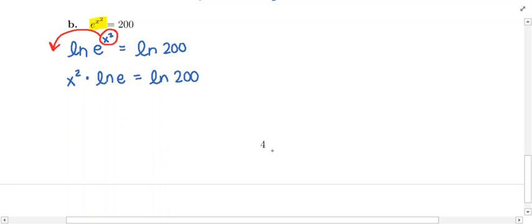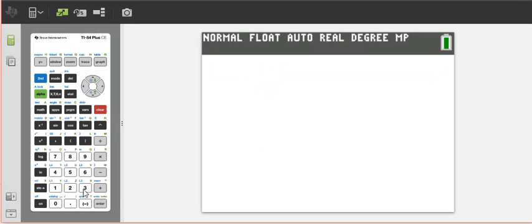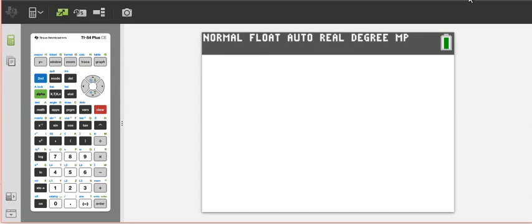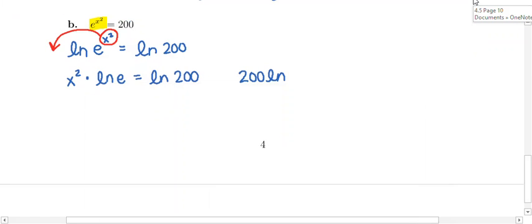A quick note: on the right side, when you're taking the natural log of 200, it is incorrect to write 200 ln. That doesn't make any sense. The natural log is an operator. Any logarithm is an operator. It operates on what comes after it. So make sure you're always writing the logarithm to the left of any number or expression.